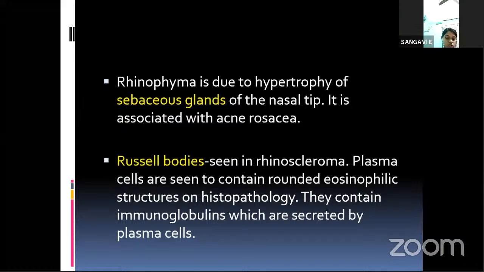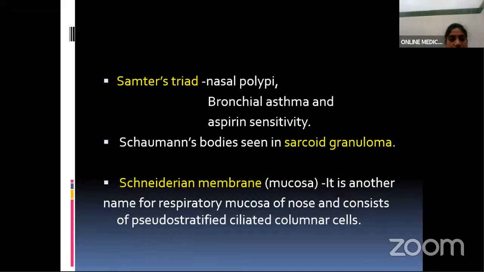Okay, next is rhinoscleroma. Russell bodies are seen in the rhinoscleroma. This is again a short one. Russell bodies are nothing but another name, or modified name, for plasma cells which contain eosinophilic structures within them. It is a histopathological finding seen in rhinoscleroma. They contain immunoglobulins which are secreted by plasma cells. Plasma cells means immunoglobulins only. So it is basically a plasma cell which contains eosinophilic material within it, seen microscopically on histology. This I already told you, no?